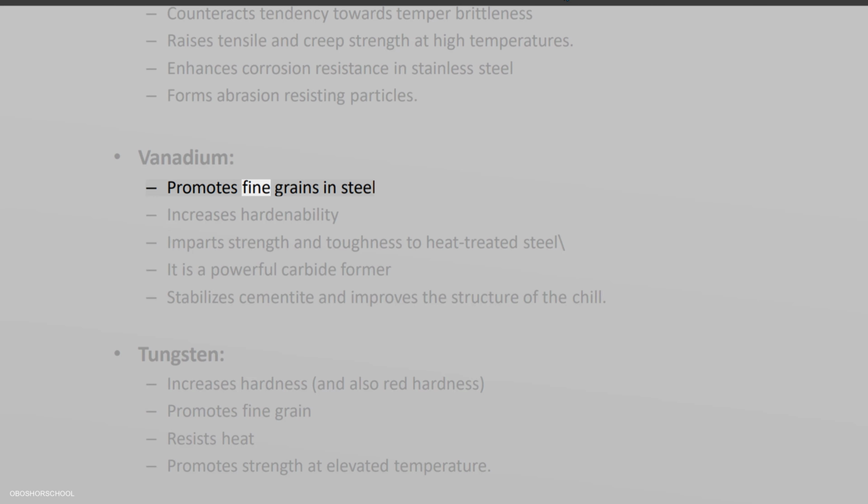Vanadium promotes fine grains in steel, increases hardenability, imparts strength and toughness to heat-treated steel. It is a powerful carbide former, stabilizes cementite, and improves the structure of the chill. Tungsten increases hardness and also red hardness, promotes fine grain, resists heat, promotes strength at elevated temperature.